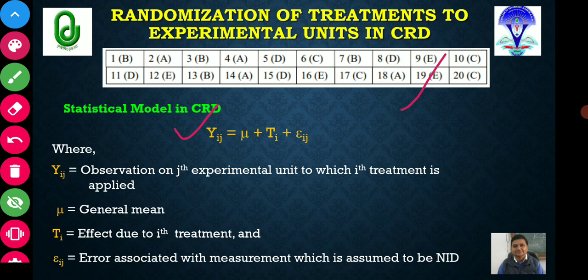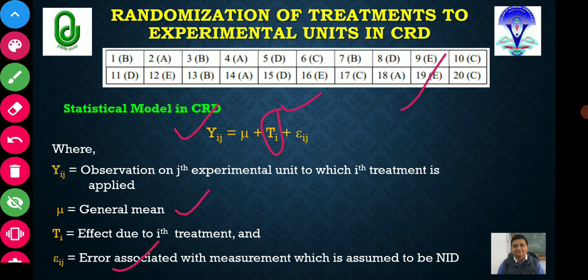So what is Yij? Yij is the observation of the ith treatment, a particular treatment on the jth animal. That means the ith treatment on the jth animal, the jth replication. Mu is the general mean, the overall mean of that particular observation, the overall mean of the population. Ti is the effect due to the ith treatment, the particular effect of the treatment. We are interested to know the effect of that particular treatment. And Eij is the error associated with it.